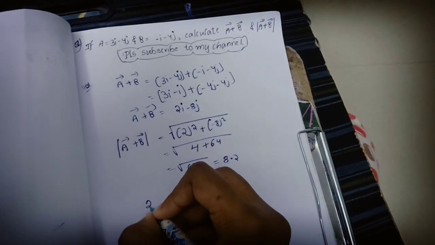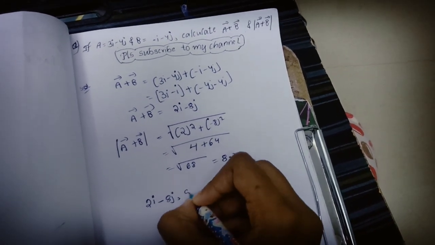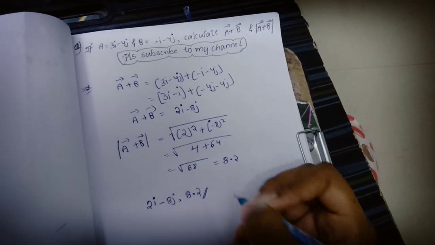Therefore the answer is 2i minus 8j comma 8.2. This is the required answer for this question.